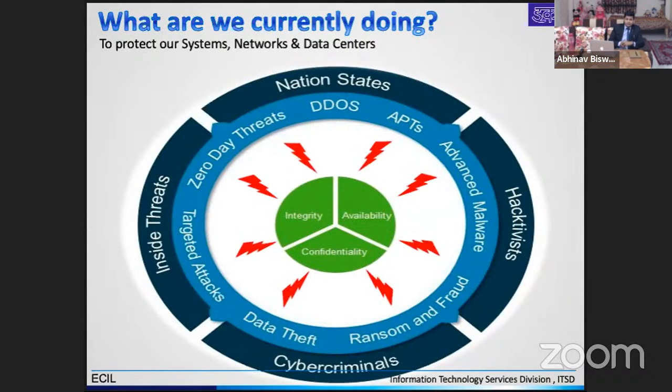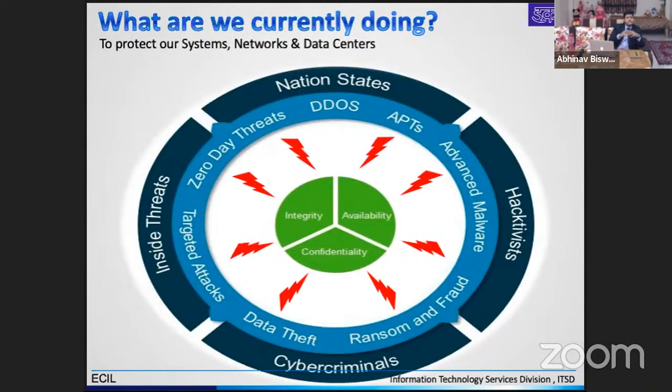Now, if you see, the data lies in the center. So we have the CIA: confidentiality, integrity, and availability. We want to save the CIA of the data, and we are surrounded by different kinds of attackers. It may be cyber criminals, it may be hacktivists, it may be nation states, insider threats. There may be some employees or some of your colleagues internally who are very angry with you or with the company and they want to destroy. So their internal threats are much more dangerous. So we have to protect from these kinds of malicious actors.